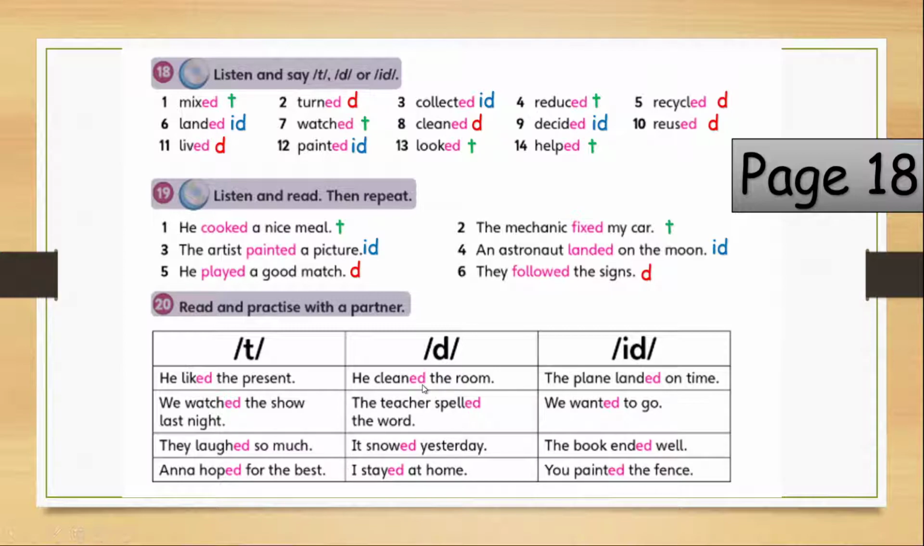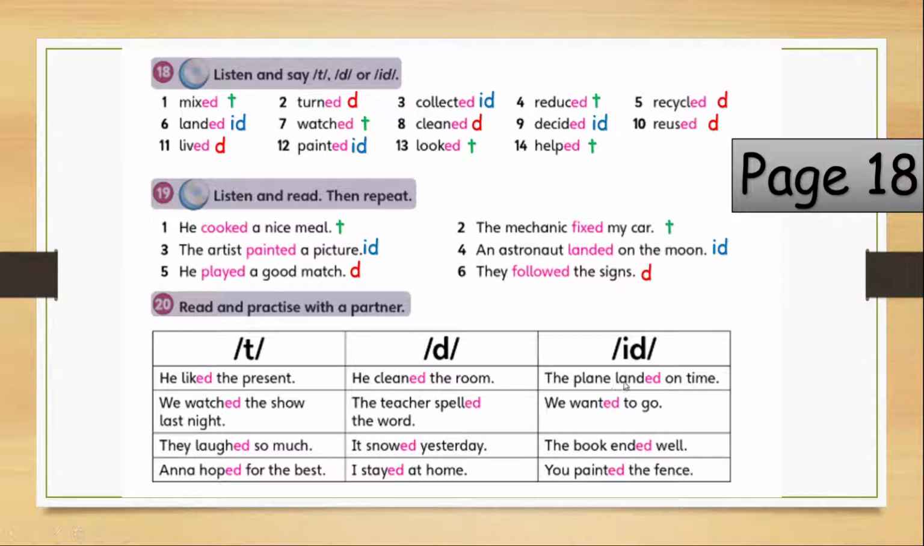All right, now let's read the d sound. He cleaned the room. Cleaned. D sound. The teacher spelled the word. Spelled. The d sound. It snowed yesterday. Snowed. The d sound. I stayed at home. Stayed. The d sound. Now the ed sound.